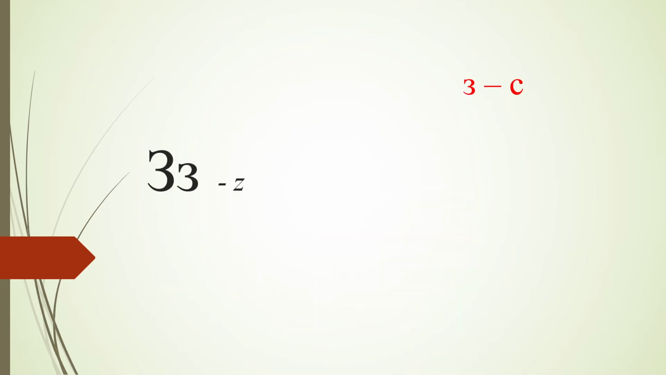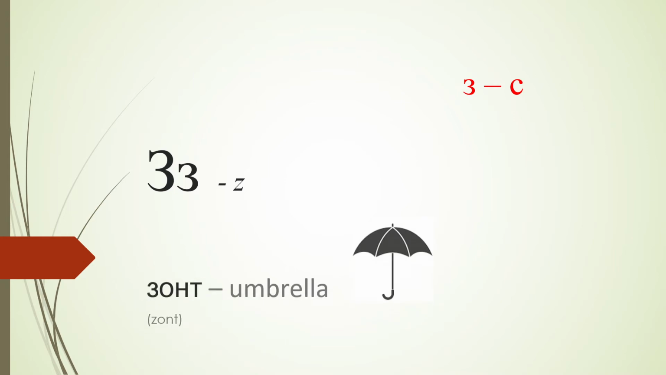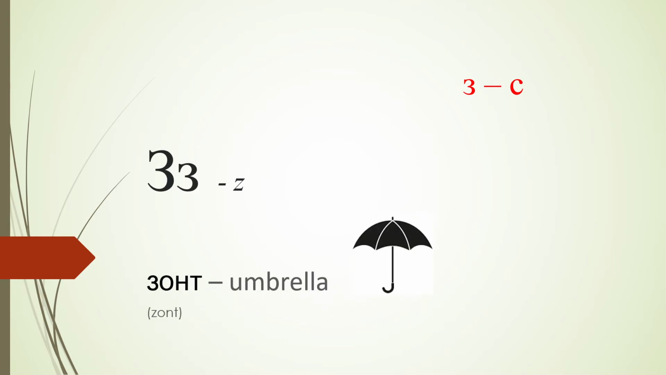Okay. The next pair of letters is Z and S. So Z, just like the English Z. Z. Repeat after me. Z. And an example word is zont, which means umbrella. Zont.